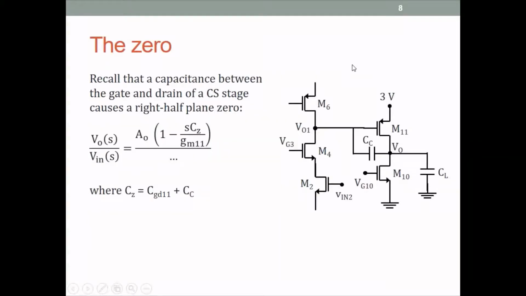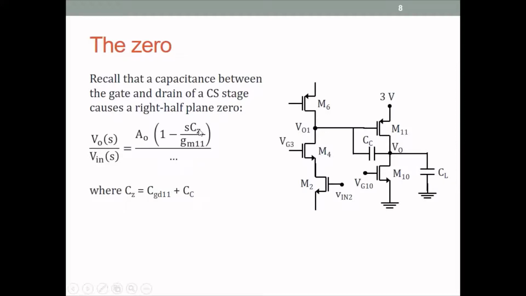Okay. The other thing that CC does is that it causes the zero caused by the capacitance connected between the gate and drain of M11 to move to a much lower value. You remember that a capacitance like this, and originally there was only a CGD here, caused a zero, and that zero was at minus S CGD divided by GM11. You go back and look at the zero calculation. It was S CGD by GM11.